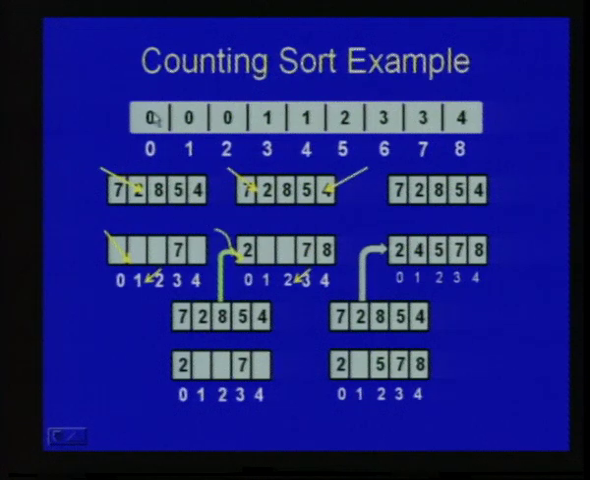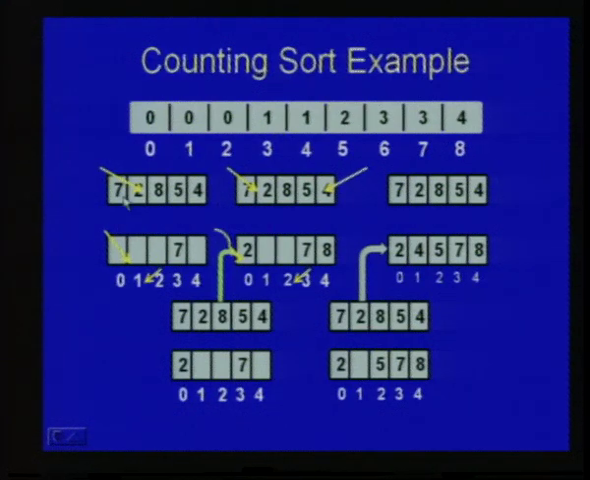So, there are no elements less than 0, no elements less than 1, no elements less than 2, 1 element less than 3, 1 element less than 4, 2 elements less than 5, 3 elements less than 6, 3 elements less than 7, and 4 elements less than 8. That is your second step.